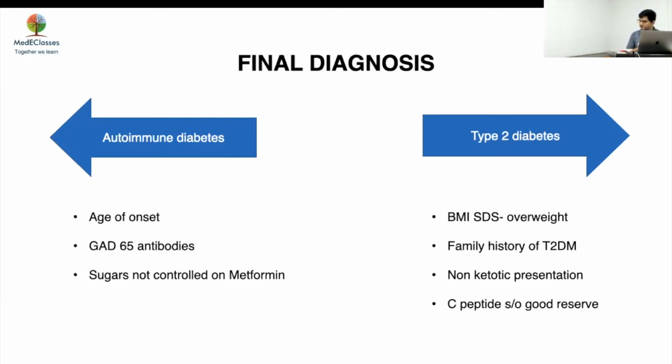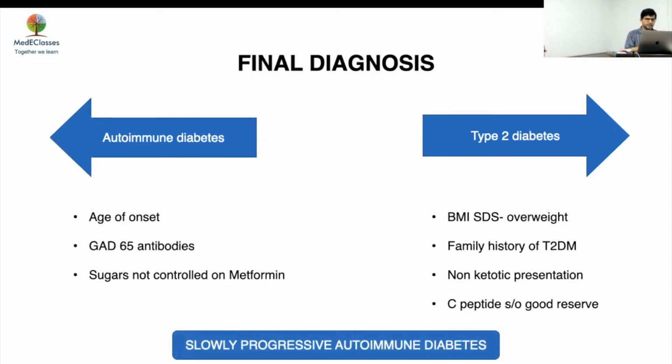Out of the points that you talked about, the prepubertal age of onset, GAD positivity, overweight, family history, and non-ketotic presentation, which would be the most important that you would like to go for? The GAD65 antibodies. I think that is a big message. If you talk about the single message coming out of the entire discussion, it is that GAD is essential. In anybody who has adolescent diabetes, do a GAD. If it is positive, consider immune diabetes. Other things can be any other addition.